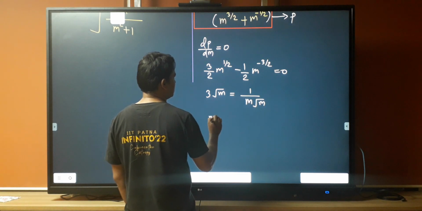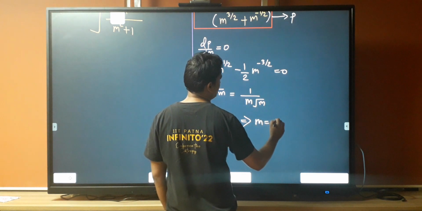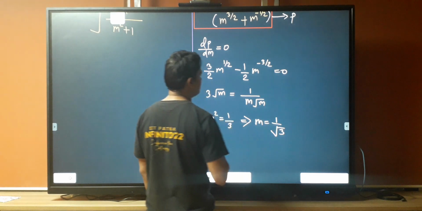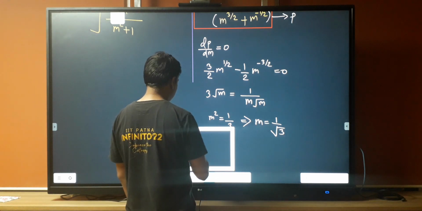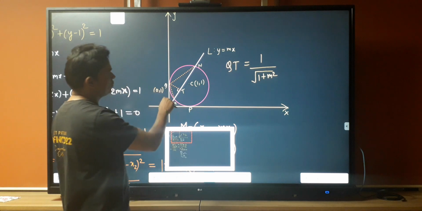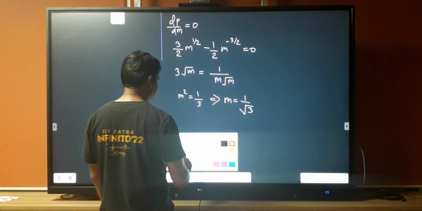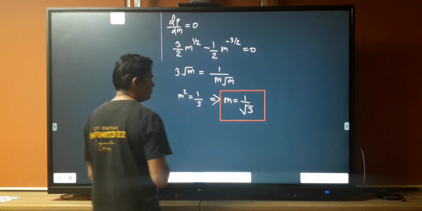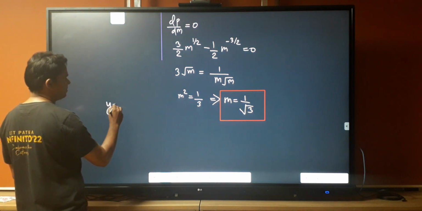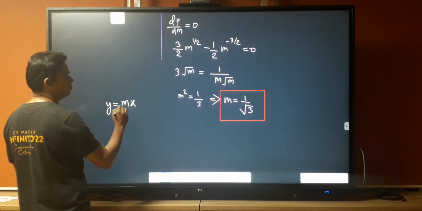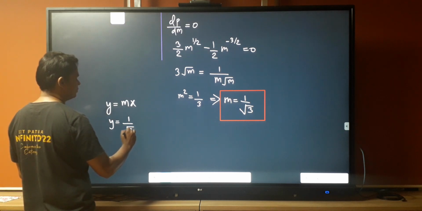Upon multiplication, I will get m square is equal to 1 upon 3, or m is equal to 1 upon root 3, not minus 1 upon root 3. Why? Because it is given that the line is in the first quadrant. So its slope is going to be an acute angle, and therefore I am taking the slope as only m equal to 1 upon root 3. So now I got the slope of the line. So can I find the equation? Yes, y is equal to mx was our equation. So if I substitute m as 1 upon root 3, then the equation is y is equal to 1 by root 3 x.